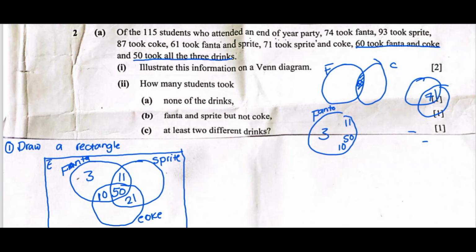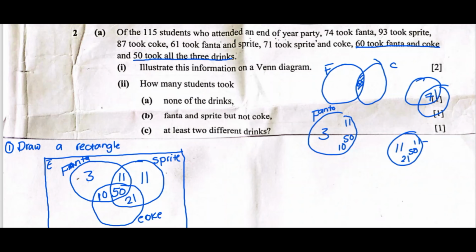Now let's go back to Sprite. So Sprite is 93. Then from that 93, we have 11, 50, and 21. So let's do the math. 11 plus 50 plus 21 is 82. 93 minus 82, I'm getting 11. So this means that we need 11. So this 11 is here. This means that 11 students took Sprite only.